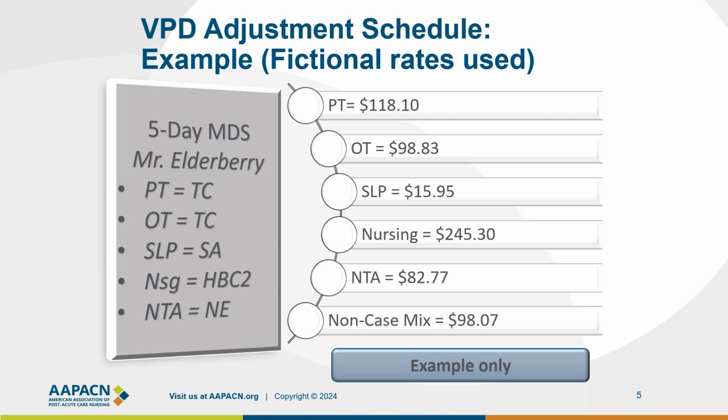So let's take a look at an example with Mr. Elderberry, and we're using fictional rates here. So we have a PT component of TC, OT, TC, SLP, SA, nursing HBC2, and NTA of NE. And we have all of our case mix adjusted rates listed here.